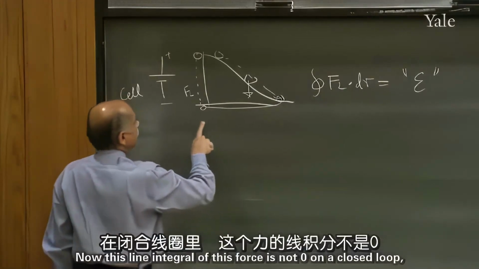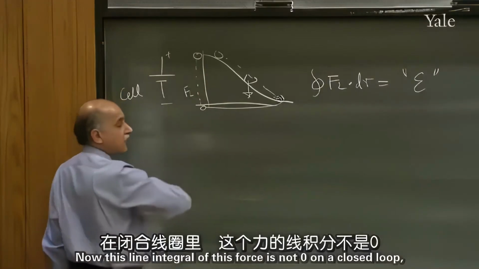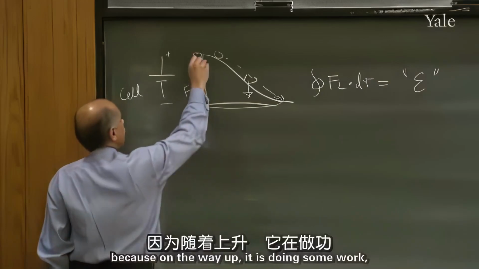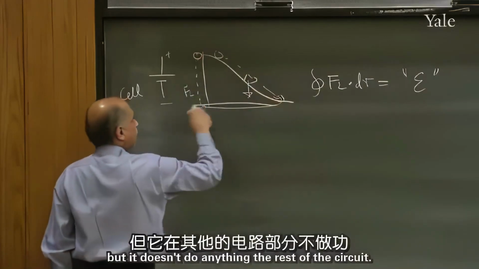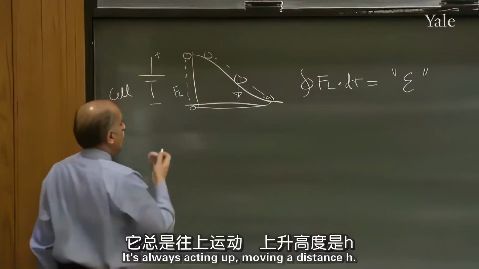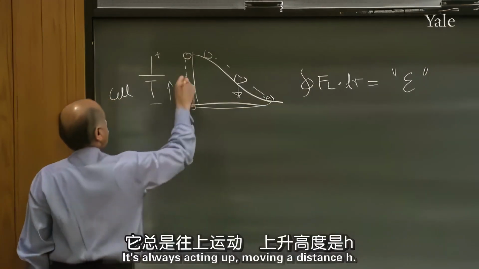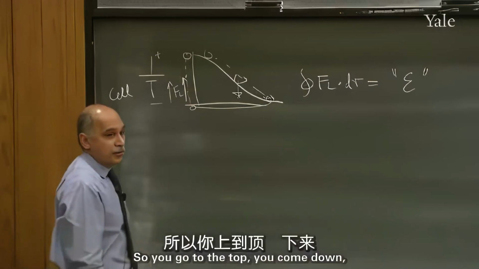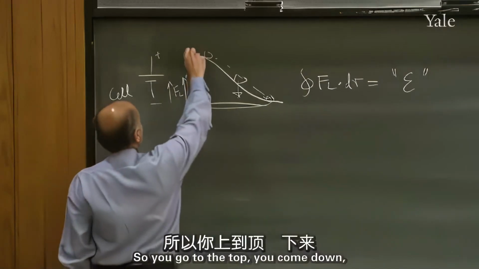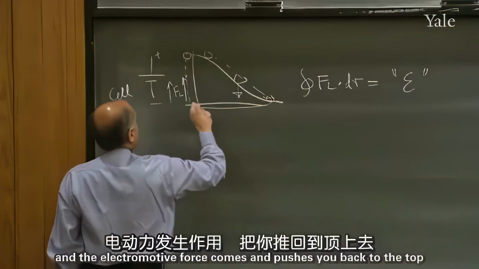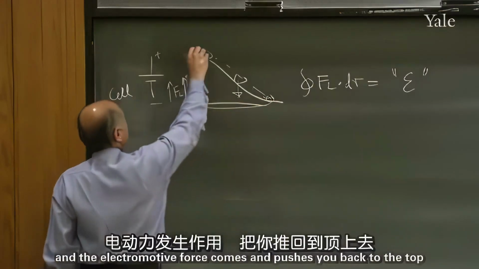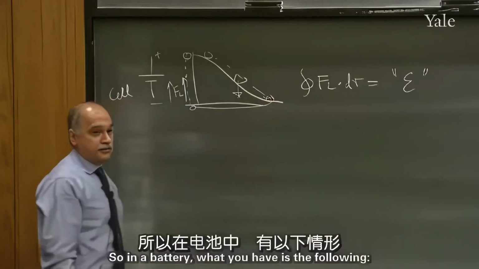Now, this line integral of this force is not zero on a closed loop because on the way up, it is doing some work, but it doesn't do anything in the rest of the circuit. See, it's always acting up, it's moving a distance h, maybe that force times h is the electromotive force. So you go to the top, you come down, and then the electromotive force comes and pushes you back to the top, and again gravity brings you down.